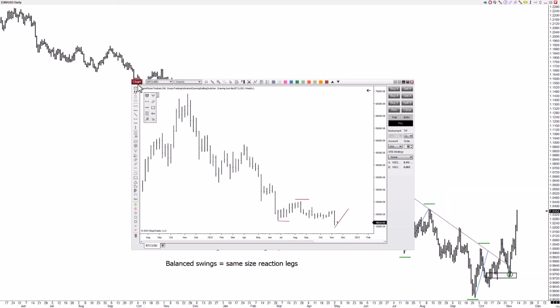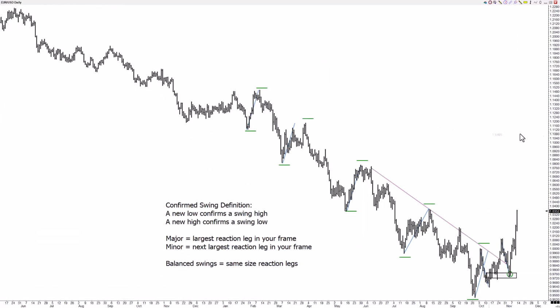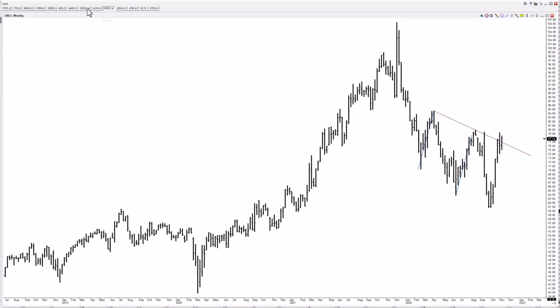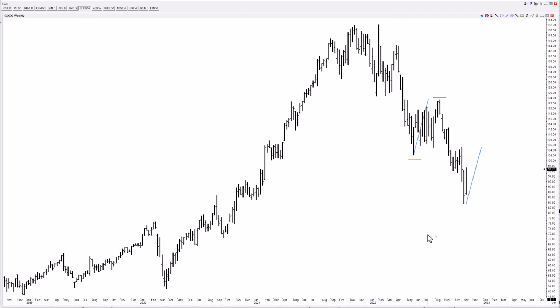All right, so let's end it there. We have a few live things that we're looking at. Capture those deep pullbacks and just go practice, make observations.